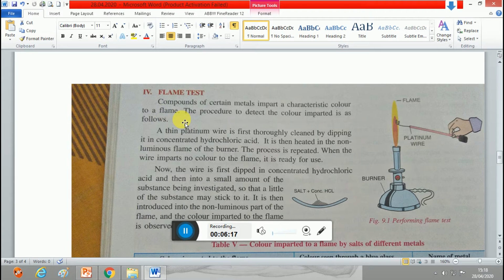Compounds of certain metals impart some characteristic color to a flame. Actually what happens is that the metal contains several electrons. When you introduce the compounds of the metal into the flame, the electrons jump to a higher allowed path, or basically a higher allowed orbit.